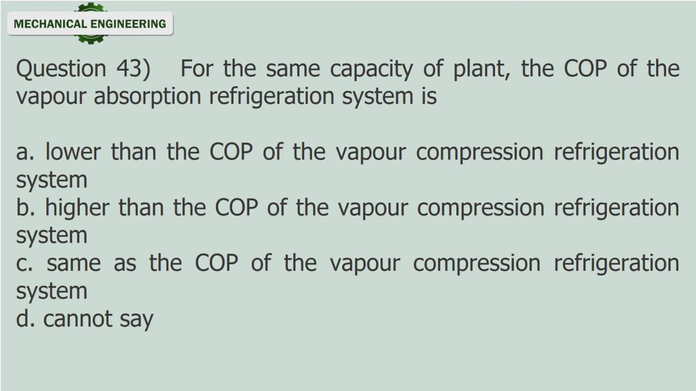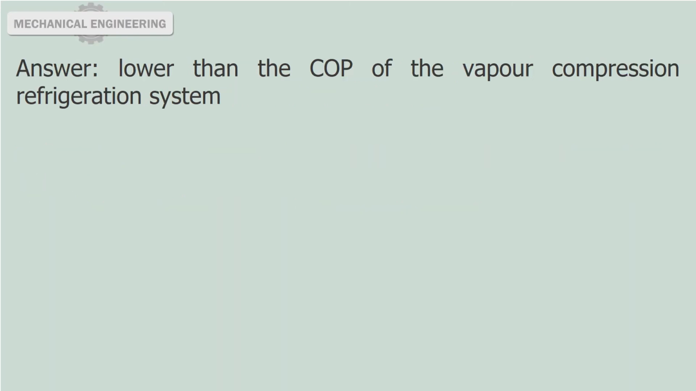Question 43. For the same capacity of plant, the COP of the vapor absorption refrigeration system is A. Lower than the COP of the vapor compression refrigeration system. B. Higher than the COP of the vapor compression refrigeration system. C. Same as the COP of the vapor compression refrigeration system. D. Cannot say. Answer: lower than the COP of the vapor compression refrigeration system.